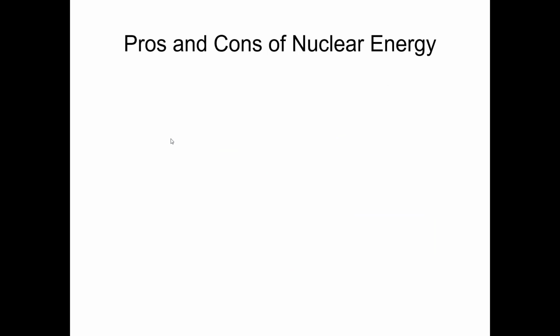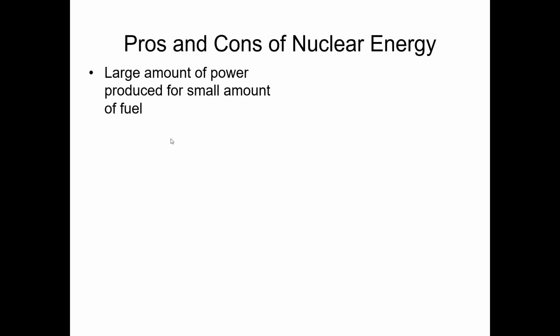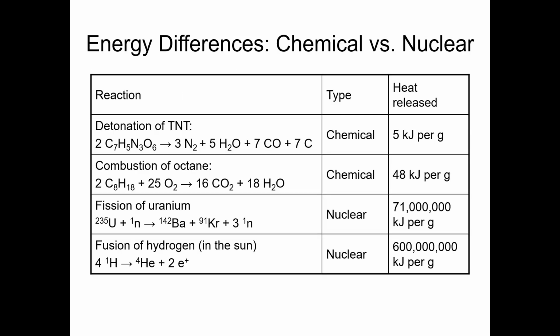So, as you might imagine, there are advantages and disadvantages with using nuclear energy, but the main advantages are that you can get a large amount of power produced for a very small amount of that uranium fuel, which we talked about at the beginning of this lecture series in the last video. Let me go back to that real quick. All right, remember this slide, we saw firsthand that you can get 71 million kilojoules of energy per gram of uranium that you start with, whereas with gasoline, you can only get 48 kilojoules per gram of octane. So it's very efficient, which helps it be a green process.